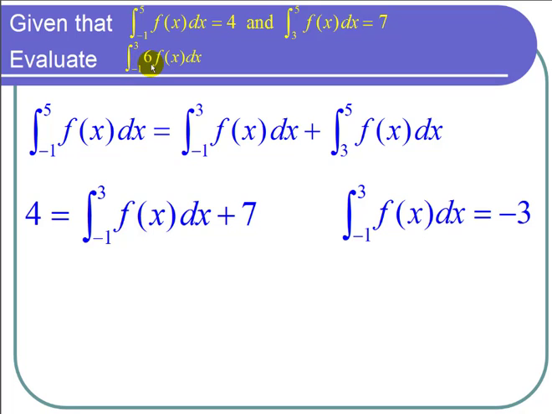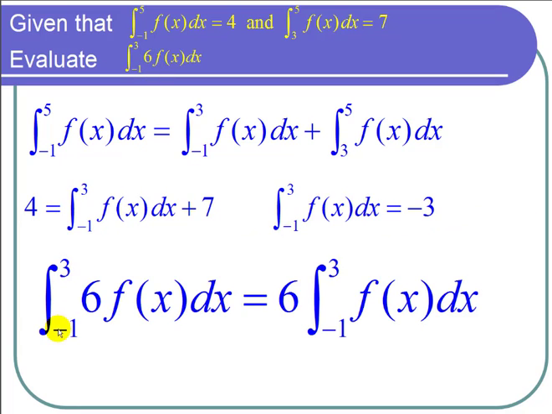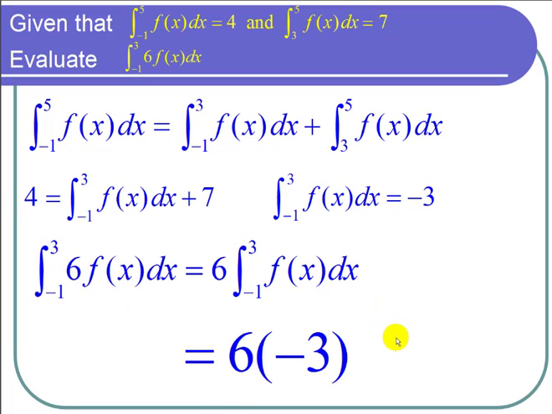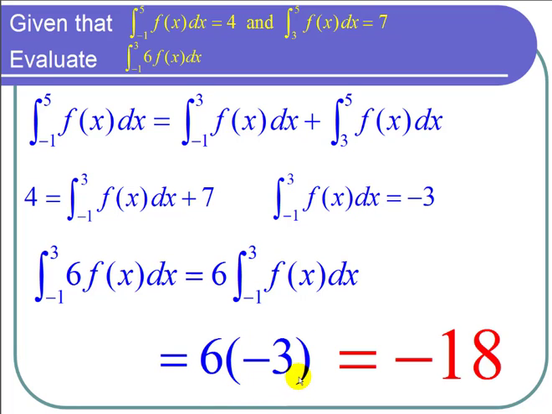And that's good because I have an integral from -1 to 3, but there's this 6 here. But we have a property of integrals that says that a 6, or any number, can get pulled outside of the integral. So we get 6 times the integral from -1 to 3 of f of x dx. And the integral from -1 to 3 of f of x dx is -3. So I get 6 times -3, or -18.